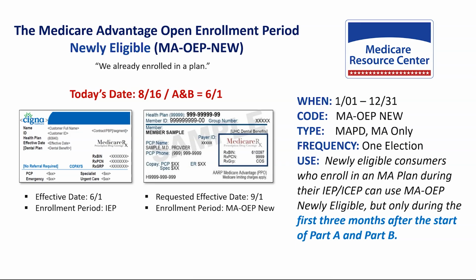But that's not the case, because as long as they are within 3 months of the A and B effective date, and with this scenario of it being August 16th, we are in that 3-month window because their Medicare effective date was June the 1st. So that means that person technically can switch, even though they already enrolled using their IEP, to a different Medicare Advantage plan. They can only do this one time, and again, it must be within the first 3 months of their A and B effective date. Okay?